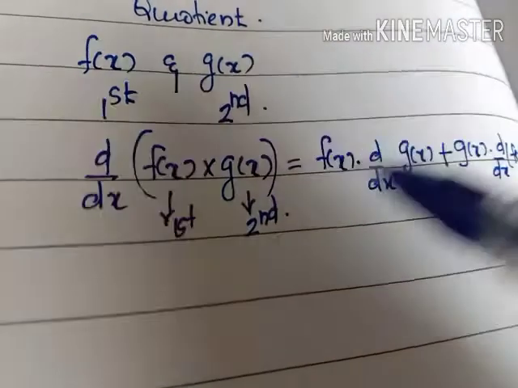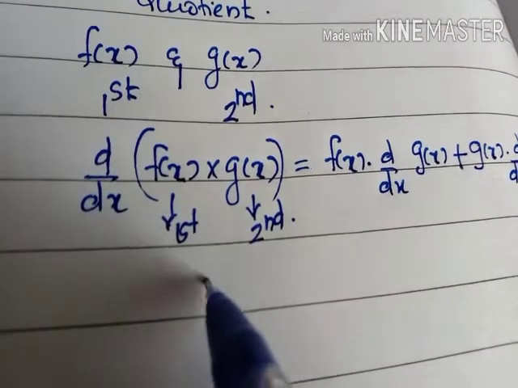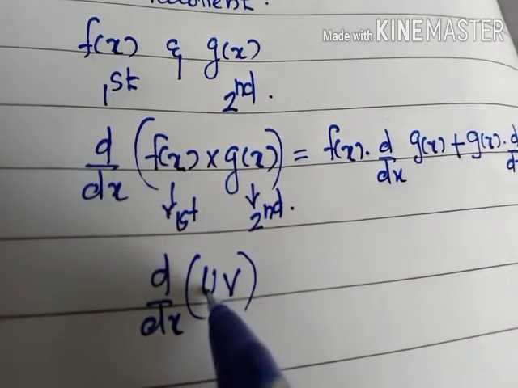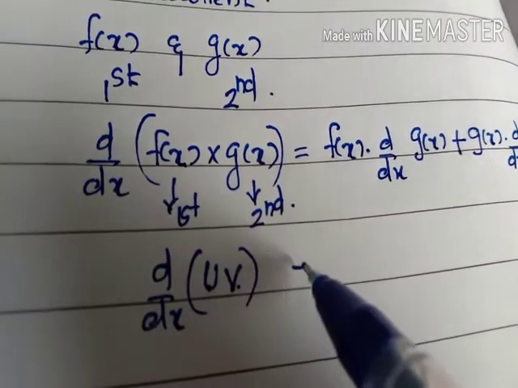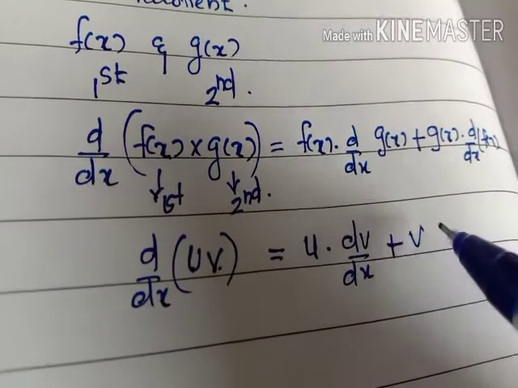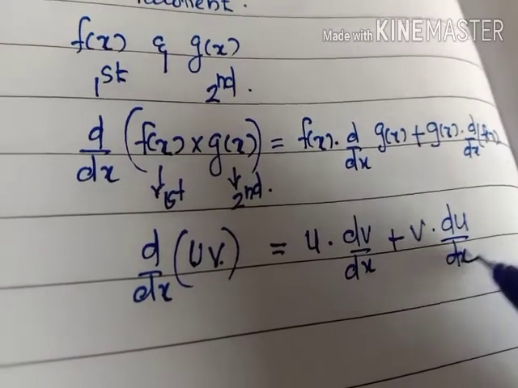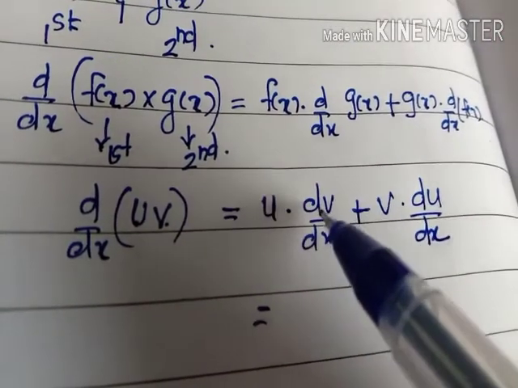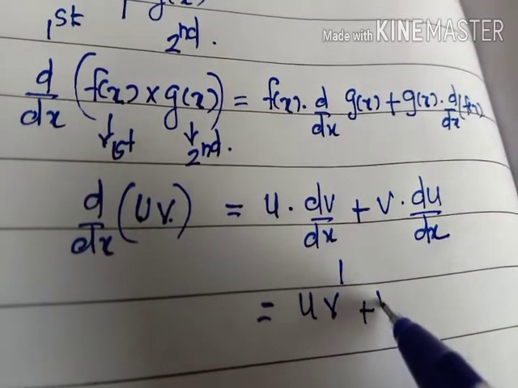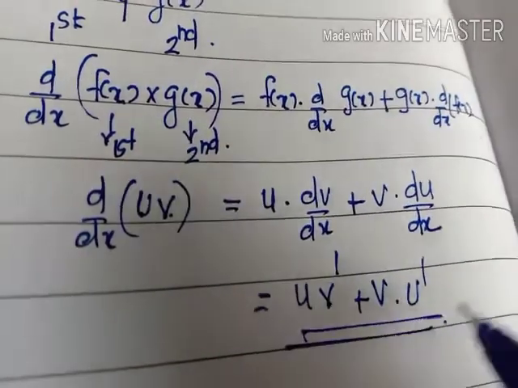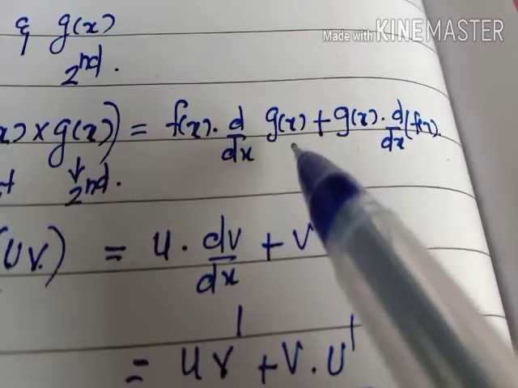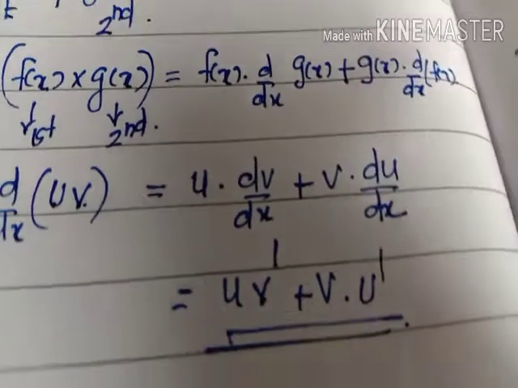Okay, instead of f of x and g of x you can use u and v also, that is also correct. u is a function of x, v is a function of x. So first into derivative of second plus second into derivative of first. And here you can write the derivative of v as v dash, plus v into u dash. Anyway, the product rule is first into derivative of second plus second into derivative of first.